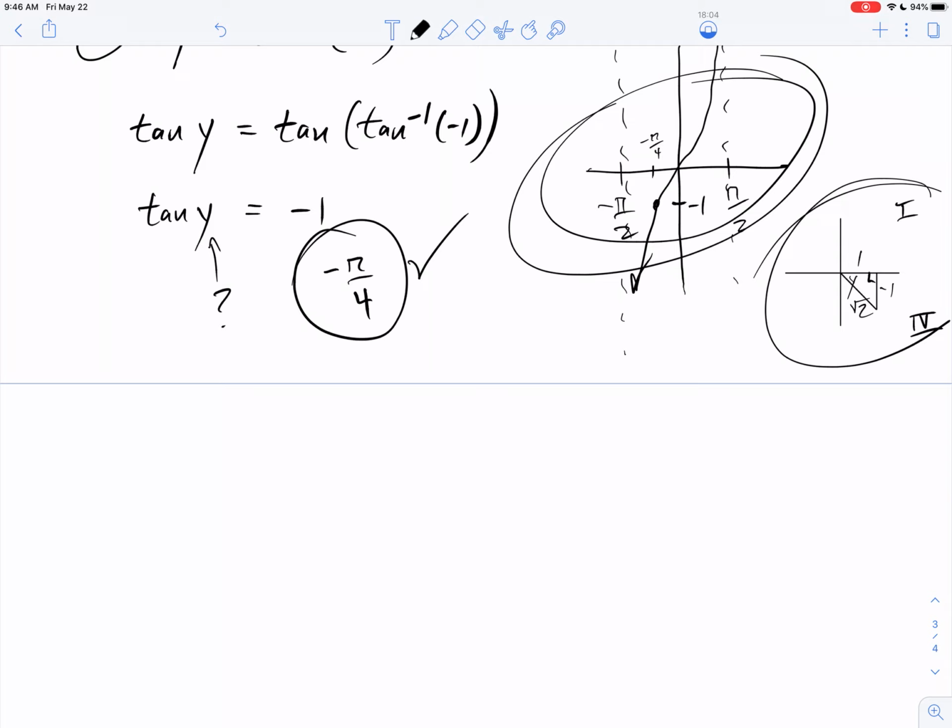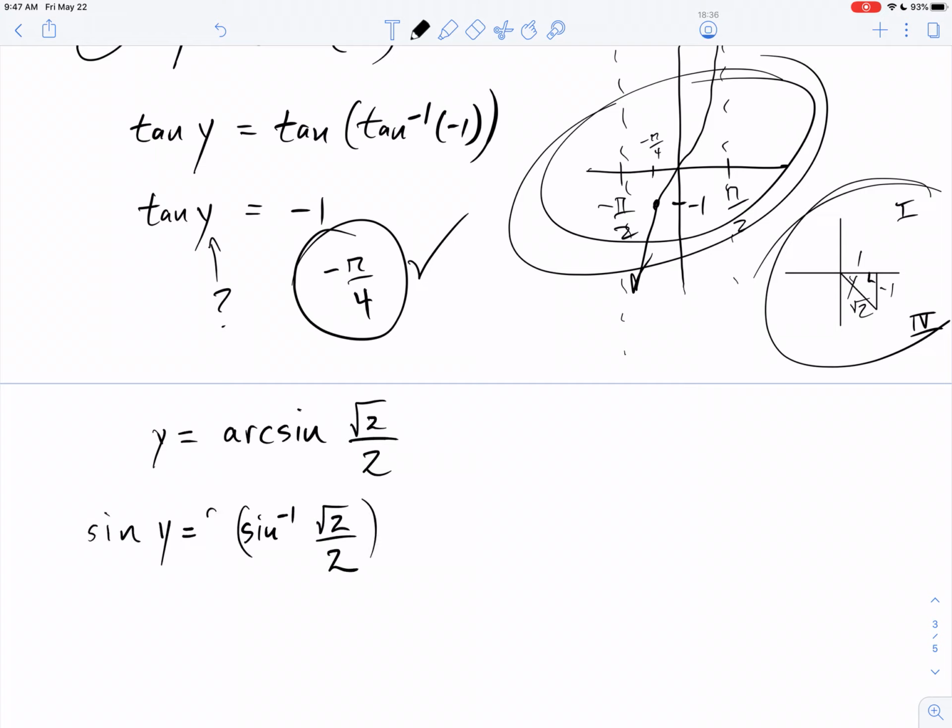Now, let's look at one where they give me a little bit different looking information. So I'm making one up that says y equals arc sine of rad 2 over 2. This is the same as saying y equals sine inverse rad 2 over 2. I could take the sine of both sides. I get sine of some angle y that I don't know is equal to rad 2 over 2.